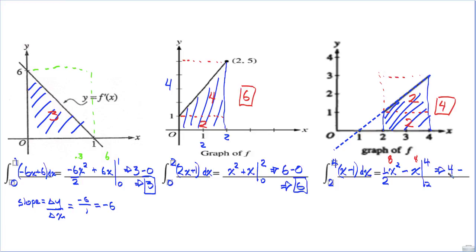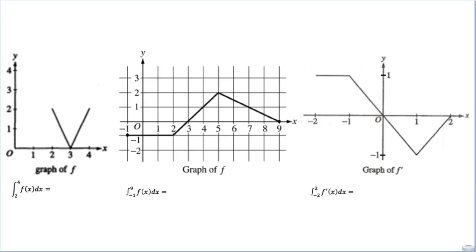4 minus, subbing in 2. 2 squared is 4. Half of that is 2. I can write that in a different color. That's going to be 2. And then 2 minus 2 is 0. So you can write 4 minus 0. And again, we get the same answer that we got in our graph. We're checking our work this way. Perfect. On to number 7.